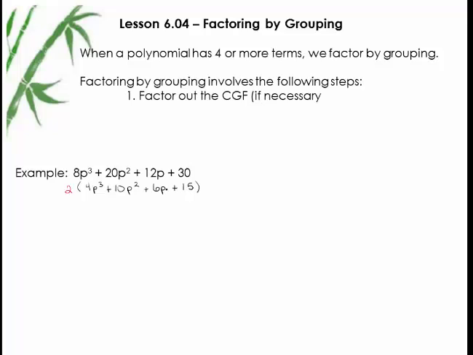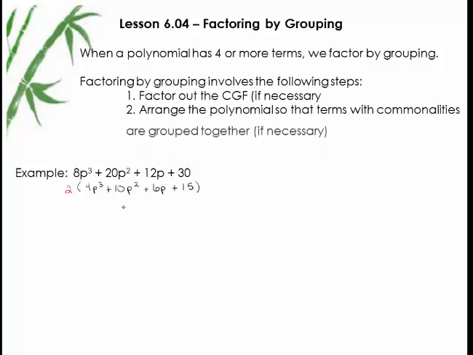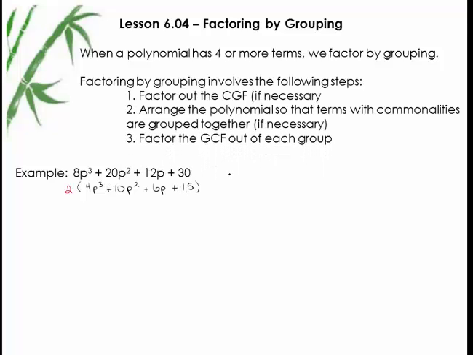Now you'll notice these will all still divide by 2, but this last term will not, so we can only bring out that one 2. Next, we arrange the polynomials so that the terms with commonalities are grouped together. In this case, these terms both have p's and they're both divisible by 2. These terms do not both have p's, but if you look, 6 and 15 are both divisible by 3. So they have commonalities. And then we factor out the GCF of each group.